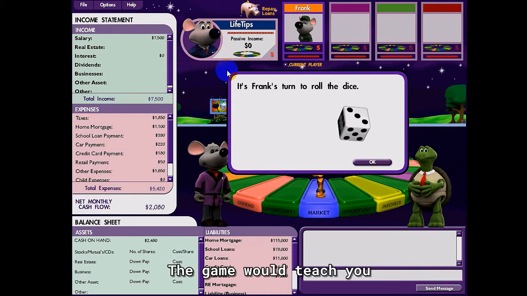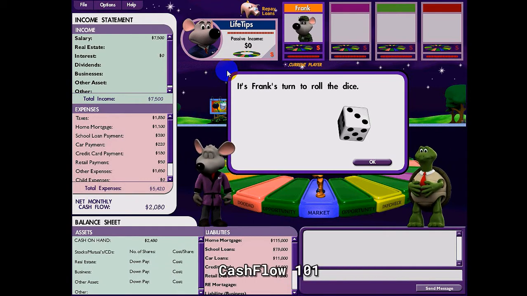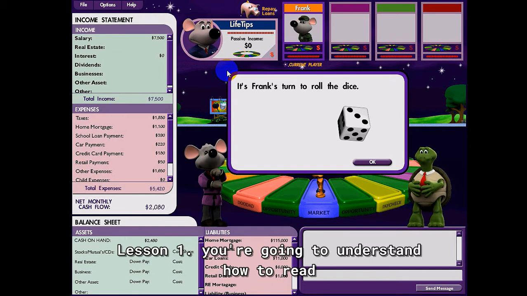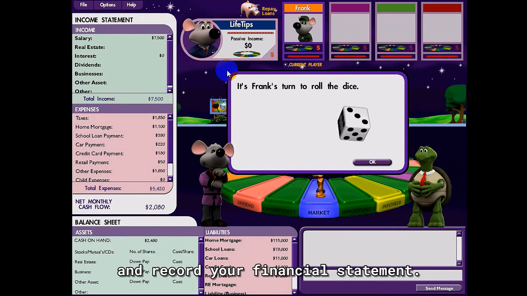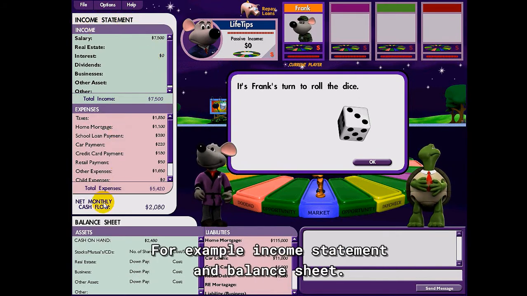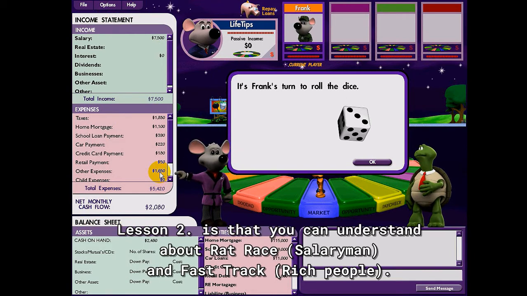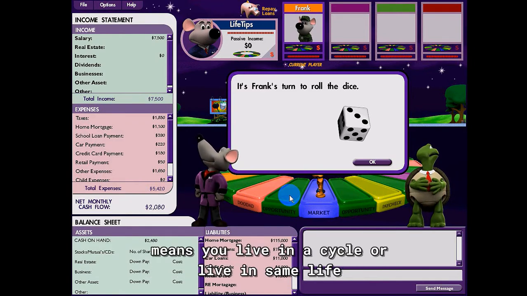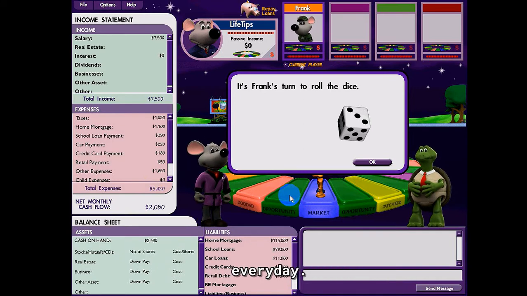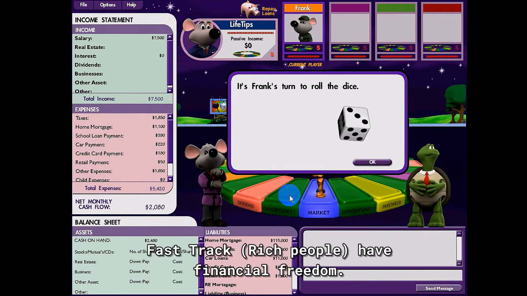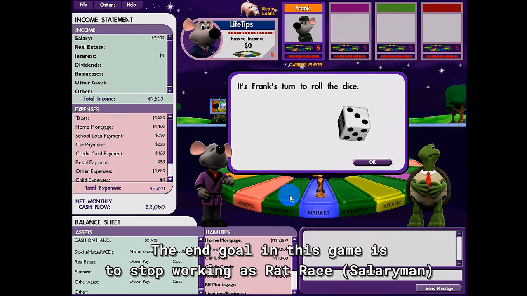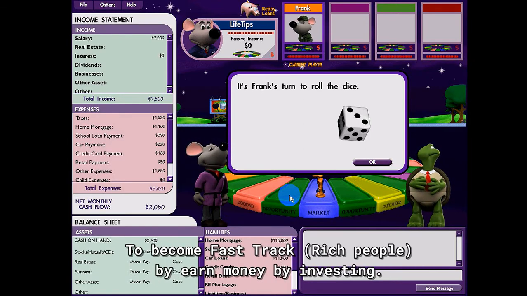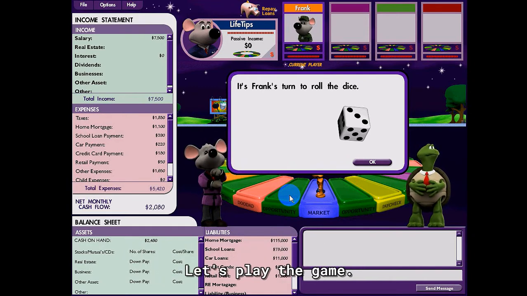The game would teach you at least two things, at least in this version, CashFlow 101. One, you're going to understand how to read and record your financial statements, like the income statement and balance sheet. Two, you will understand the life cycle between the rat race, where you trade your time for money, and the fast track, where you have more money to invest. Fast track is financial freedom. That's the end goal in this game: to get out of the rat race and go to the fast track. So yeah, let's get started.